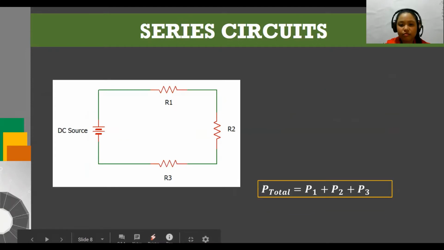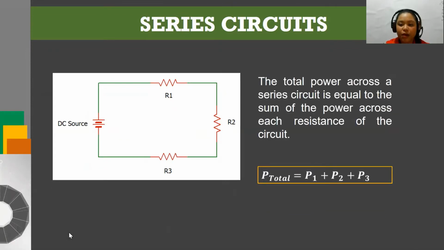Next, we also have the total power. The total power across a series circuit is equal to the sum of the power across each resistance of the circuit. So we have here the power in resistor 1, the power in resistor 2, and the power in resistor 3. The summation of all the power that is used in each load is equal to the total power of the circuit.